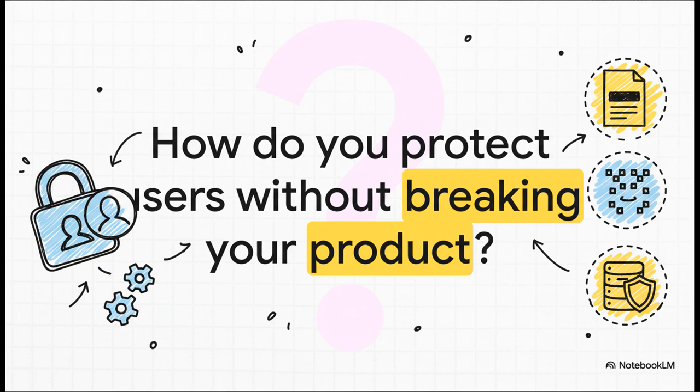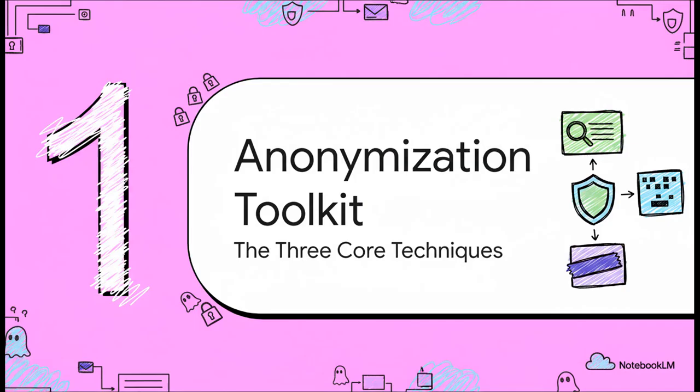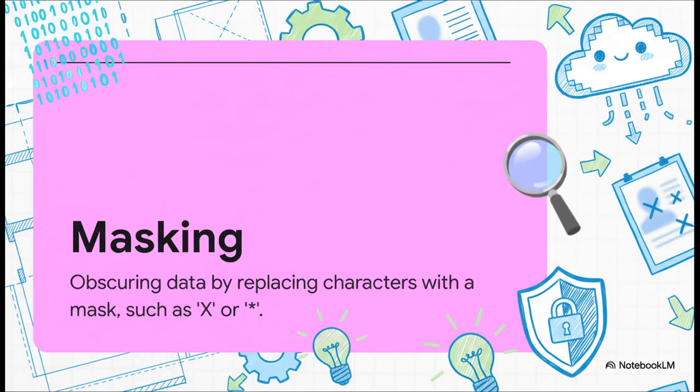This isn't just about ticking a compliance box. It's about building trust. And we're about to lay out the playbook for solving this. All right, let's dive right in. To solve this problem, you first need the right set of tools in your toolkit. So we're going to start with the 3 fundamental techniques that are really the foundation of any good data privacy strategy. First up is masking.